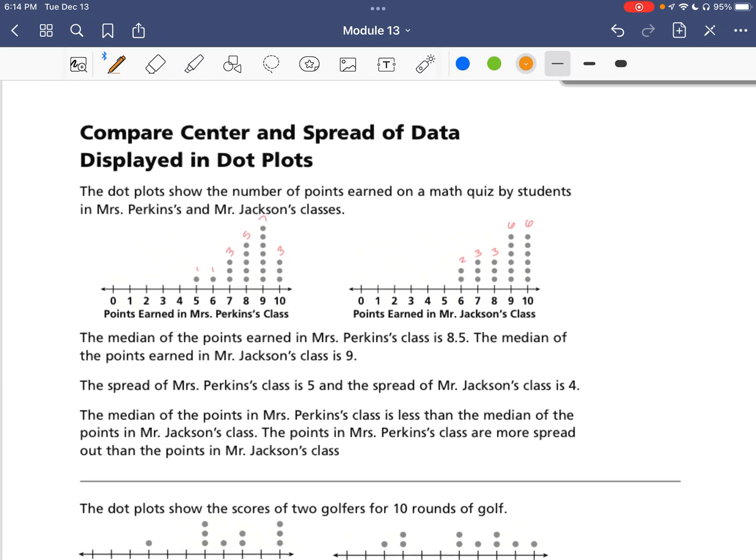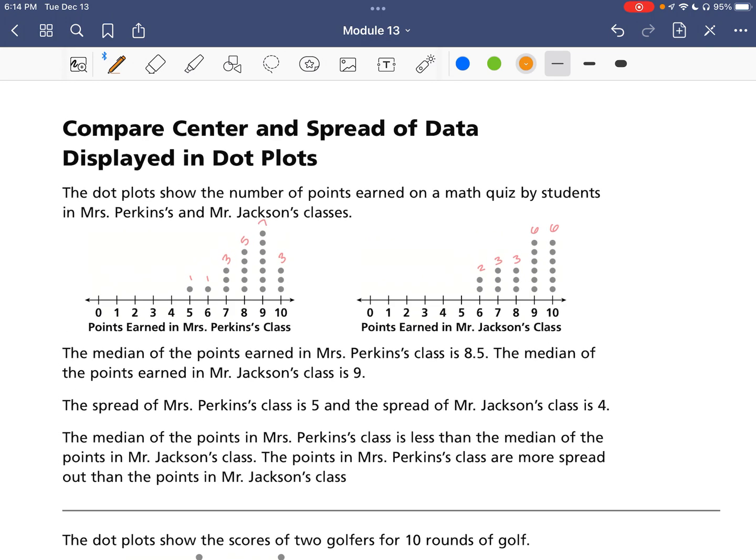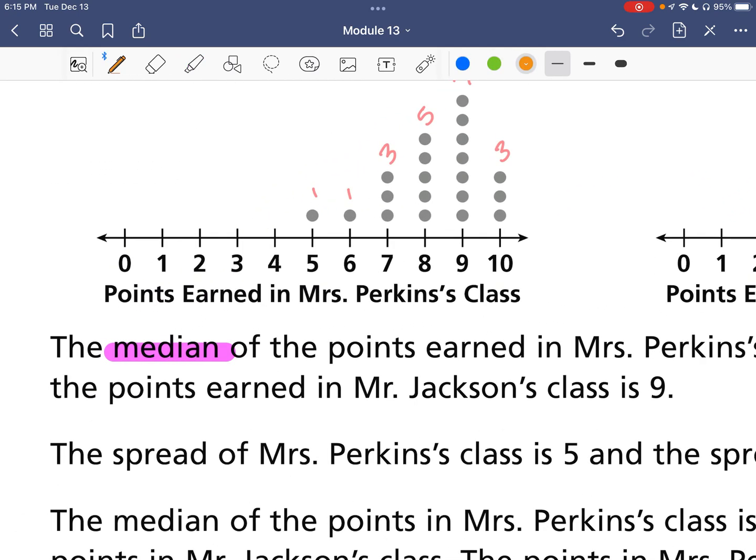So we have 3 different problems here. This first one, I've added some notes onto it already. It says the dot plots show the number of points earned on a math quiz by students in Mrs. Perkins' class and in Mr. Jackson's class. So we're going to compare them using a couple different data points. The first one is the median. So the median of points earned in Miss Perkins' class is 8.5, and the median of Mr. Jackson's class is 9. So median is middle.